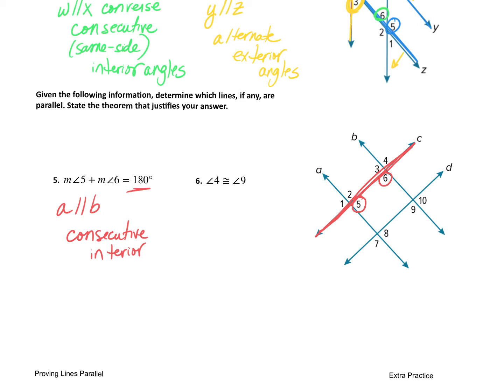Now 4 and 9, 4 is here and 9 is here. So in this case, B is the transversal. So that makes lines C and D parallel. And if you said that 4 and 9 are alternate exterior angles, then you would be correct.